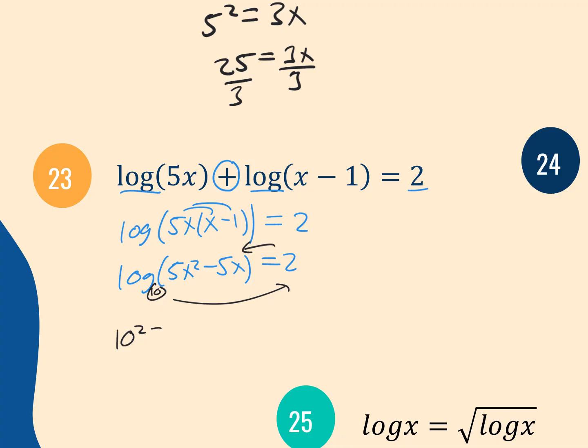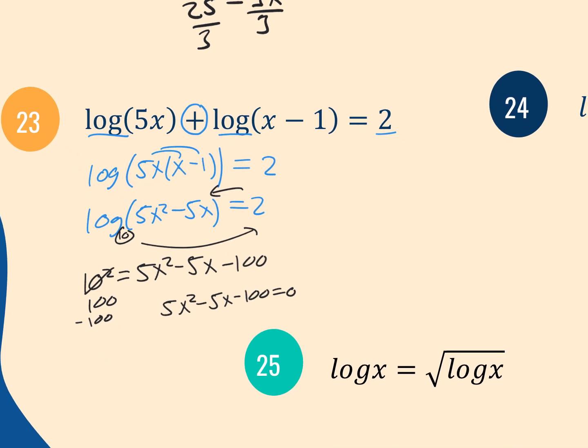We would get 10 squared equals 5x squared minus 5x, and then 10 squared is 100, and then I would subtract 100 on both sides to get it equal to 0, right? This becomes a quadratic equation. So I get 5x squared minus 5x minus 100 equals 0, and then what we can do is divide everything by 5, and then we're left with x squared minus x minus 20 equals 0, right?